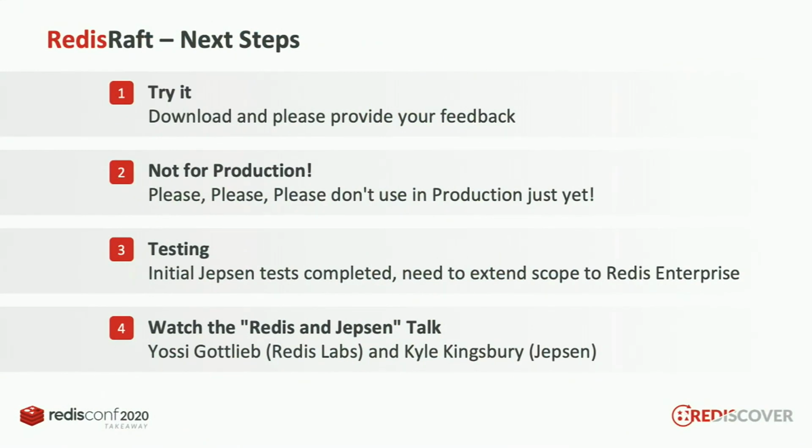What are the next steps? When we open source this early in the summer, please download it and try it out. Give us your feedback. It's not ready for production, right? We're still working on it. We're still validating it. So please, please, please don't put this into production. We're doing a whole bunch of testing, and there's a great talk later today, but some initial Jepsen testing is complete. Obviously, we're finding issues, we're correcting those issues, and we're retesting. As the year progresses, we'll be extending the Jepsen testing to Redis Enterprise, so we'll make this available not only for open source users, but also for enterprise users.